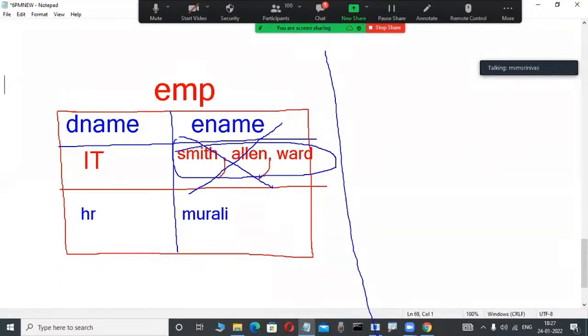Actually, this table is not a problem. Table creation here, Smith, Allen, Ward, works. But why is this not recommendable, meaning every cell should have a single value? The table creation is not the problem. Another thing is the problem. What is that?